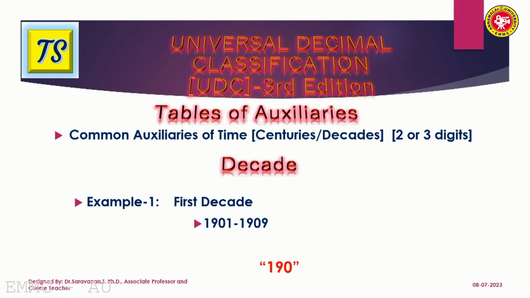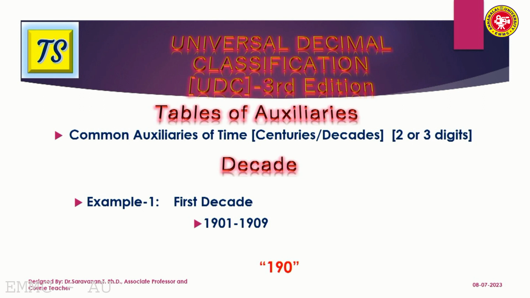Decades. In the previous slides you observed how to convert the centuries. This shows how to transfer the decade into notational format. The example covers the year 1901 to 1909. You know the decade covers 10 years. One decade means 10 years. It should be transferred as 190.